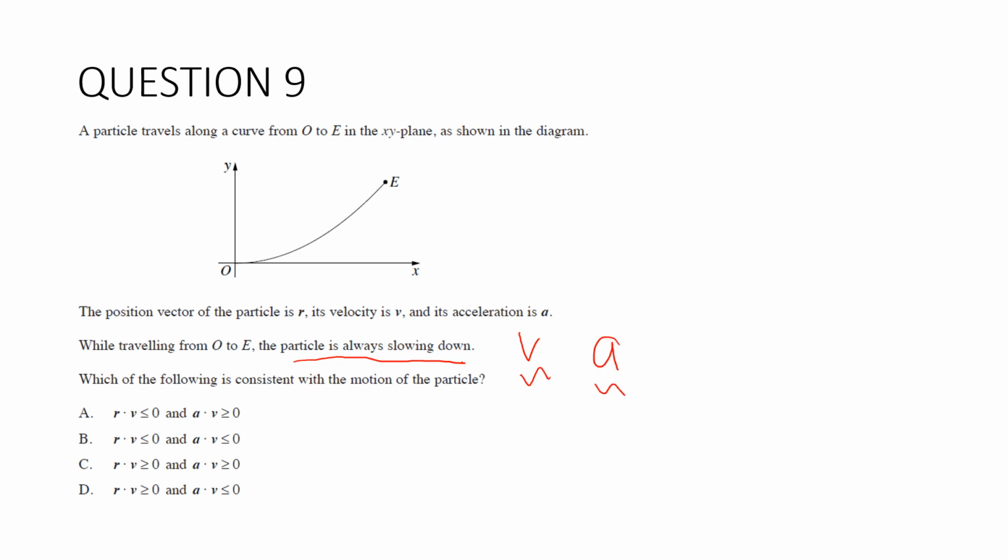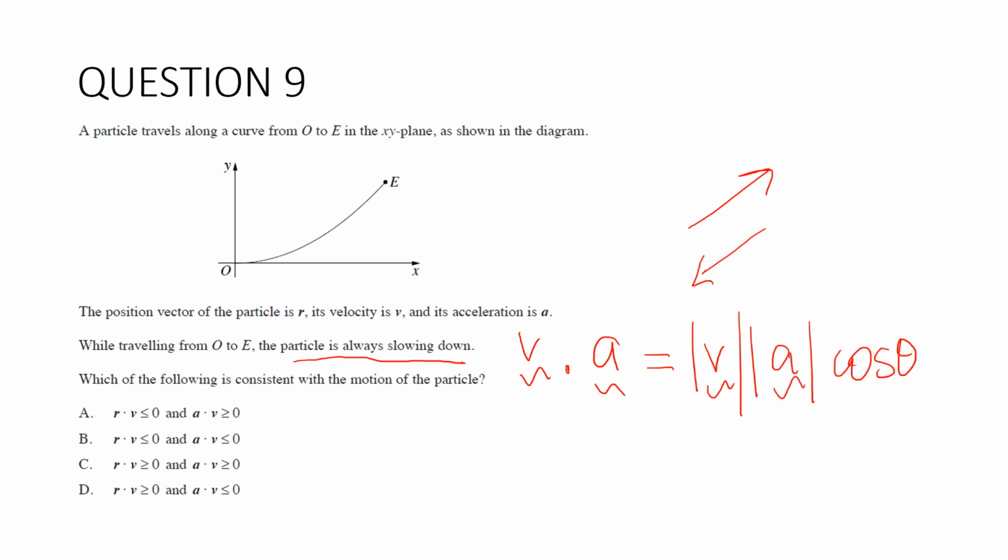So what does that tell us about the dot product of v and a? So if they're travelling in opposite directions, it's kind of implying that the angle between them is obtuse. I don't know, does that make sense to you? Now we'll use this formula. v dot a is equal to the magnitude of v multiplied by the magnitude of a cos theta.